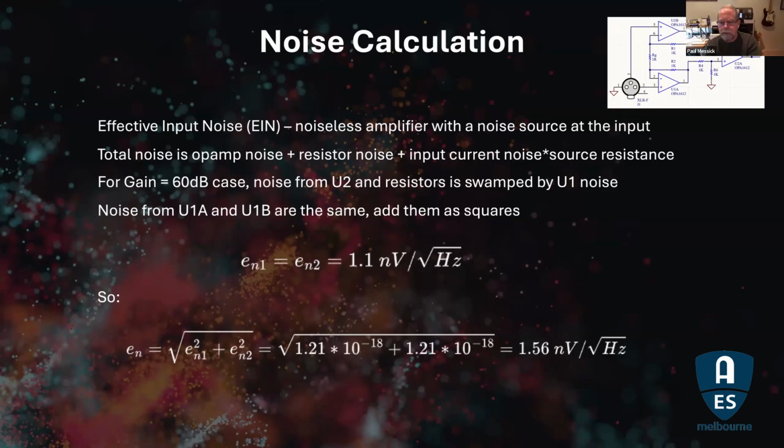You end up with a noise of 1.56 nanovolts per root hertz. So the op amps, remember, were 1.1 nanovolts per root hertz, just the op amp. So the mic pre with two stages there and all that stuff ends up being only slightly worse.